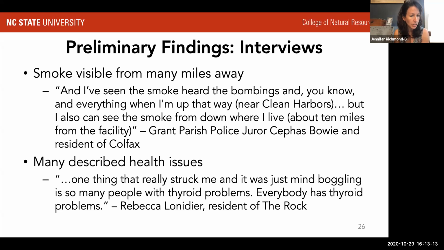And many described health issues. Just one example from Rebecca Lonadir, who is suffering from a couple of different thyroid conditions right now. She said, "One thing that really struck me, and it was just mind-boggling, is so many people with thyroid problems. Everybody has thyroid problems." And I noted before, 7 people had testified to thyroid, but again, we can't take those as prevalence type of numbers. It just gives us an idea of the community being impacted.